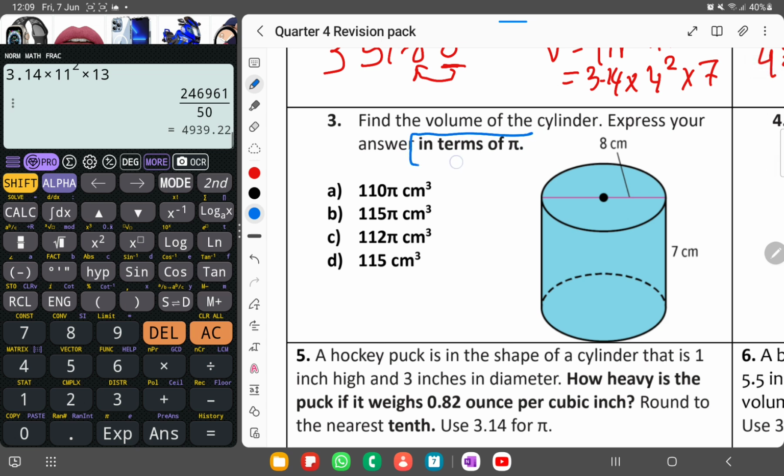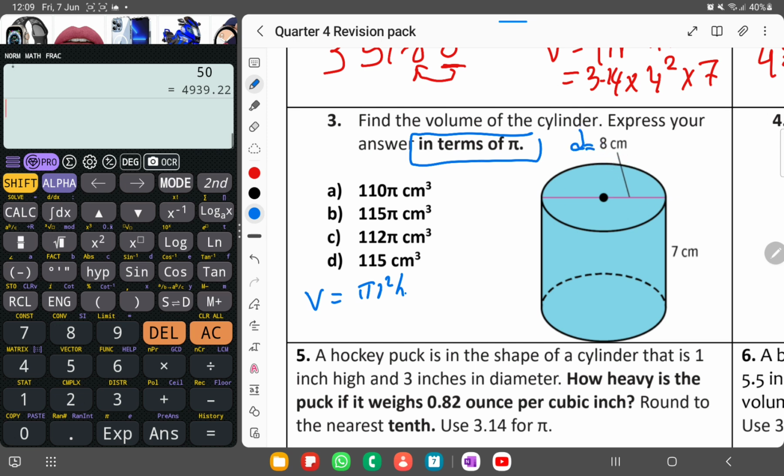He wants the answer in terms of pi. Does it make any difference? It's very easy. Volume again is pi r squared h. What does this arrow mean? This arrow means that the diameter is 8. In the exam, he will clarify that the diameter is 8. So the radius is 4. Bravo. Why? We divide the diameter by 2 to get the radius.